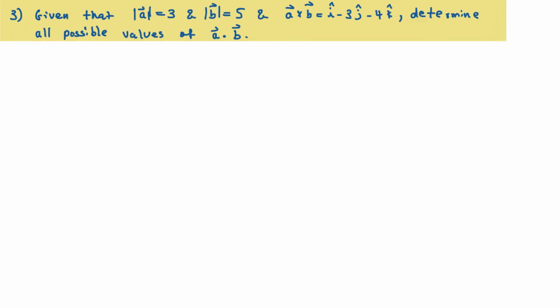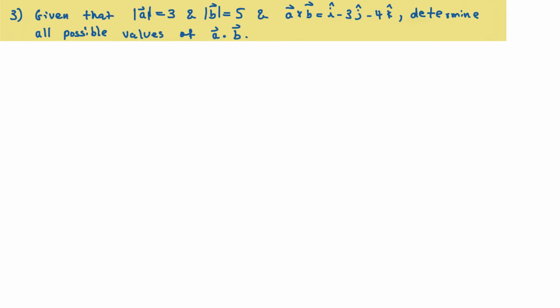Now, let's look at a more challenging question, and this one is nice because it uses many different concepts and it also links dot products to cross products. Given that vector A has a magnitude of 3, vector B has a magnitude of 5, and that when we take the cross product of vectors A and B, we get components 1, -3, and -4 for the x, y, and z. We want to determine all possible values of the dot product of vectors A and B.